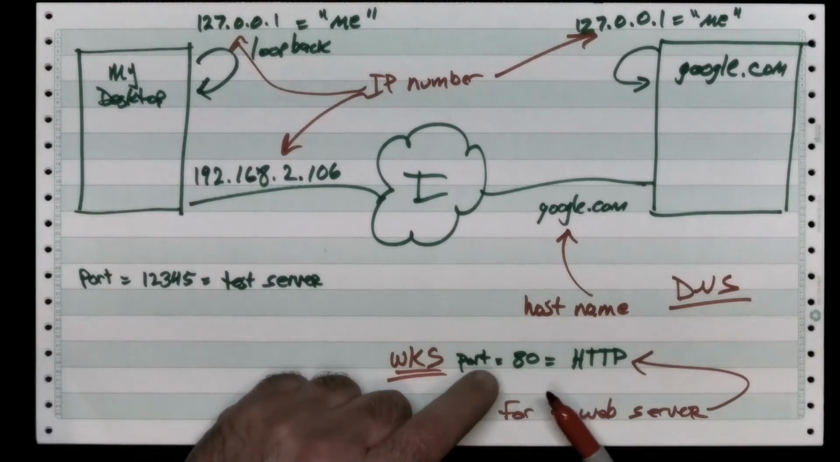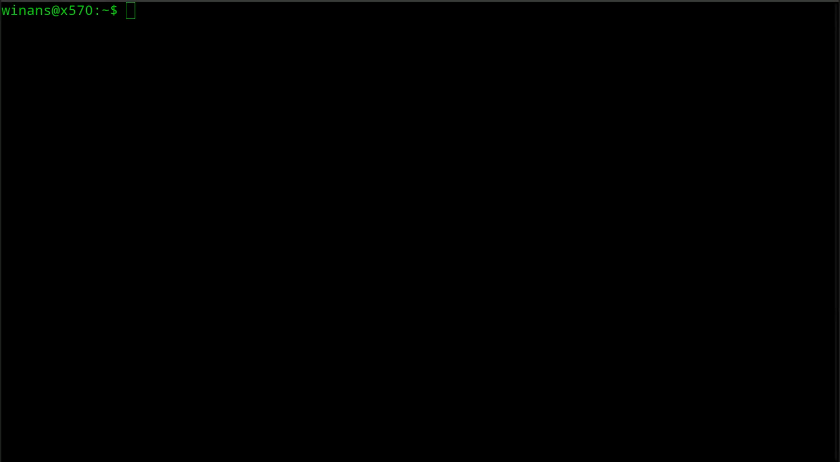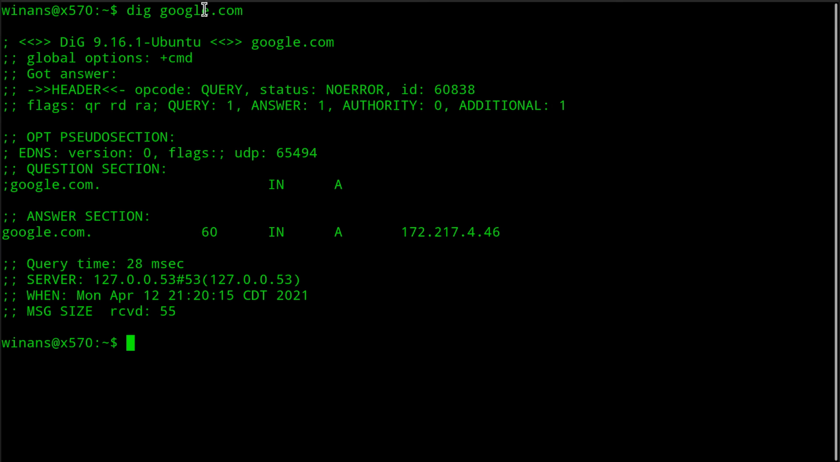Why don't we look more closely at this using our Netcat test program? All right, so what's the first thing we need to do? If we want to connect to google.com, we've got to look up its IP number. You can say dig google.com. This is one application that runs on most Unix systems that allows you to inquire as to all the IP information about this machine name.